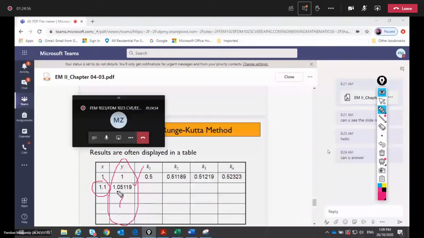But if they want you to complete the table, then the problem will be changed. They will ask you to do from x1 to 1.4. Then this table will be fully completed.